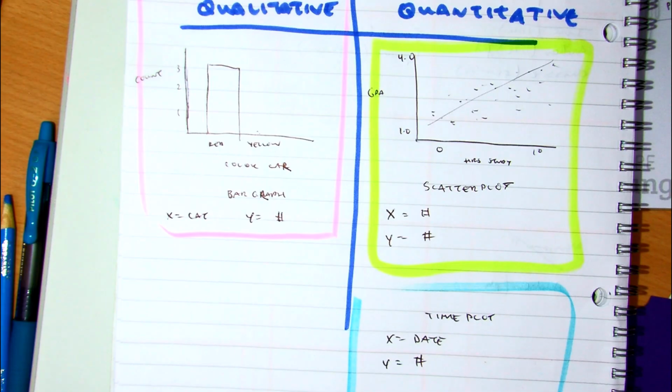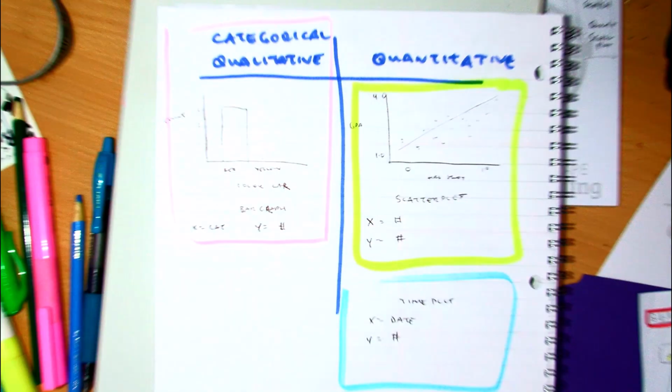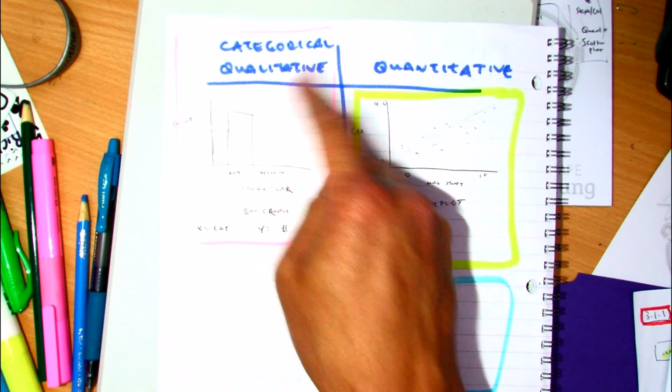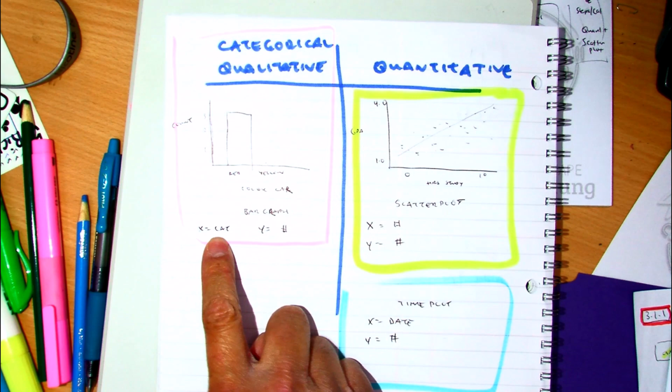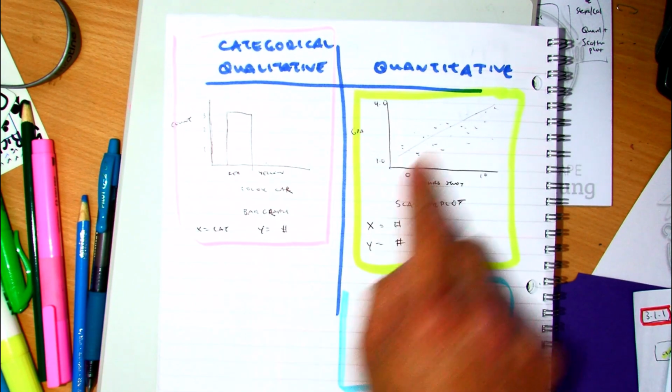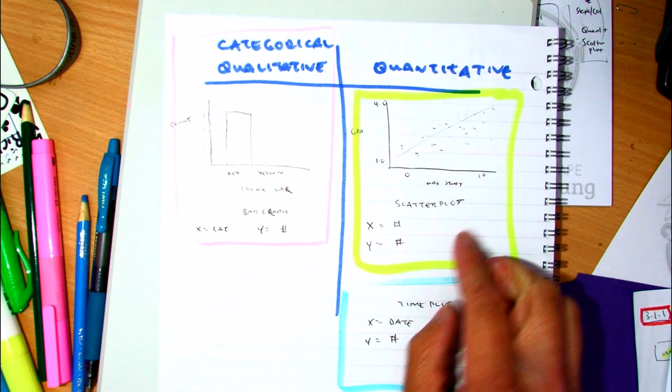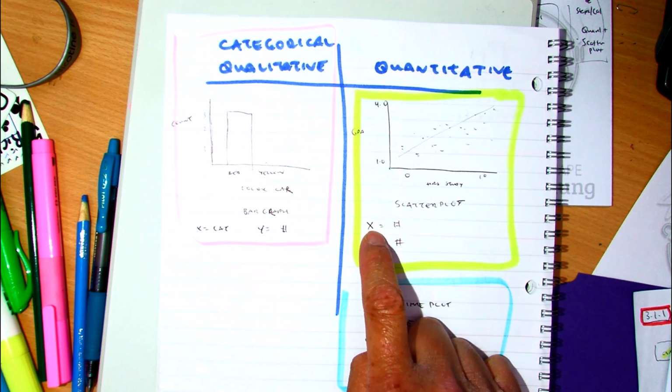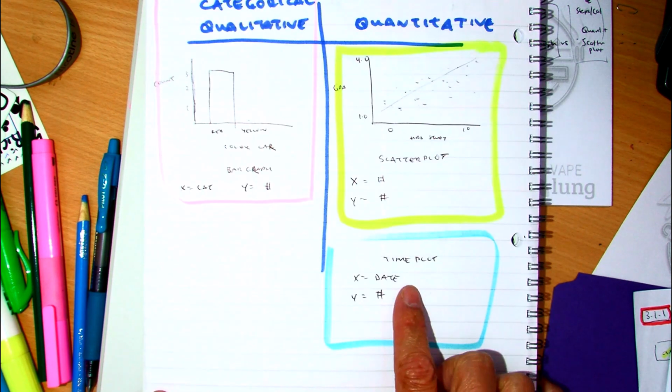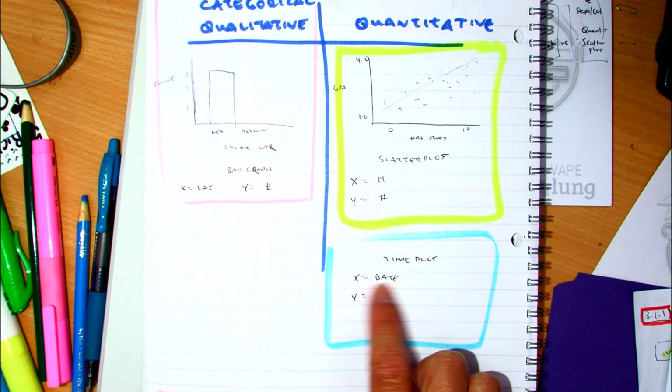Okay, so in summary, categorical bar graph, X is a category, Y is a number, but yours is quantitative. You'll do a scatter plot if you have X and Y both numbers. And then you'll do a time plot if you have dates, but Y is a number.